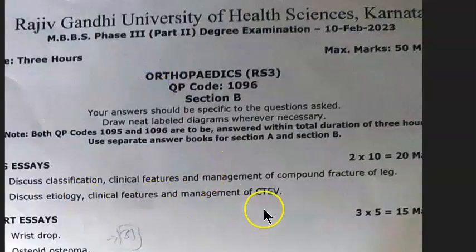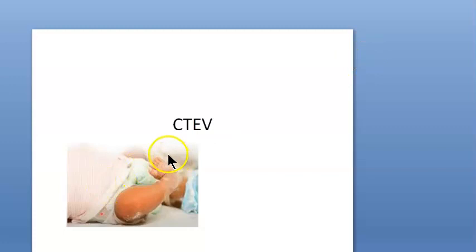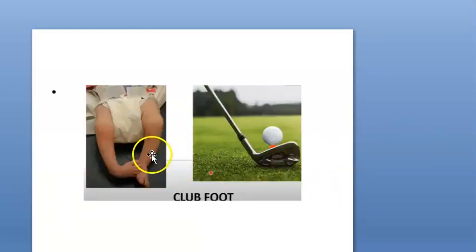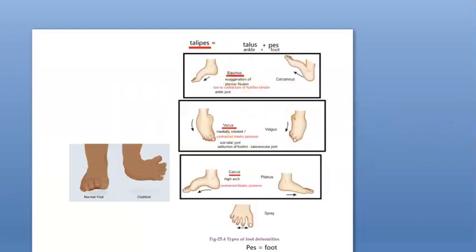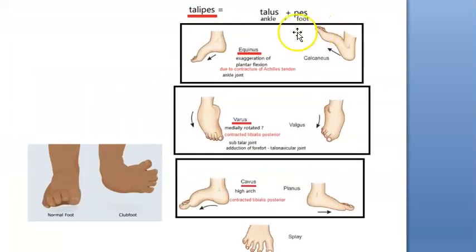Hooray people, last question. The etiology, clinical features, management of CTEV. What is CTEV? Congenital talipes equinovarus, right? So as soon as we say congenital, you know it's something to do with the baby. So you can see here it's also called club foot, the way it looks like a golf club. So what are these terms, right? What is talipes?